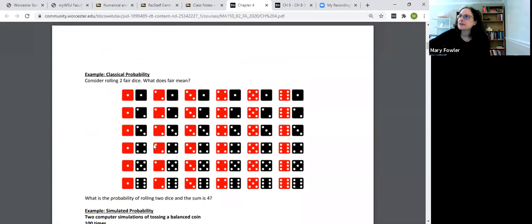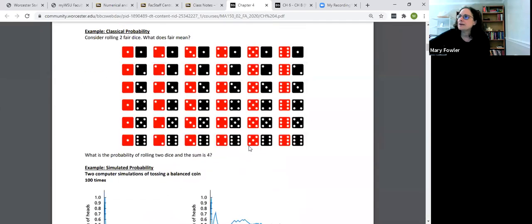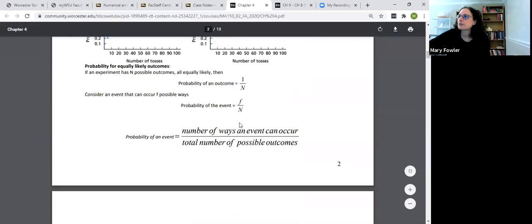So in the dice experiment, F was 3. It was the number of ways we could get the dice to sum to 4. And the capital N was 36. So we had 3 over 36. And that was the probability of rolling 2 balanced dice and having the sum equal 4.